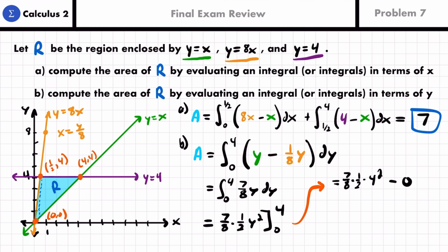So simplifying this then, 4 squared is 16. 16 times 1/2 is 8. So we get 7/8 times 8, and those 8s will cancel out, giving you the same exact answer of 7. 7 is the area of this region, no matter if you work in terms of x or in terms of y for your integrals. Okay, let's move on to the next problem.